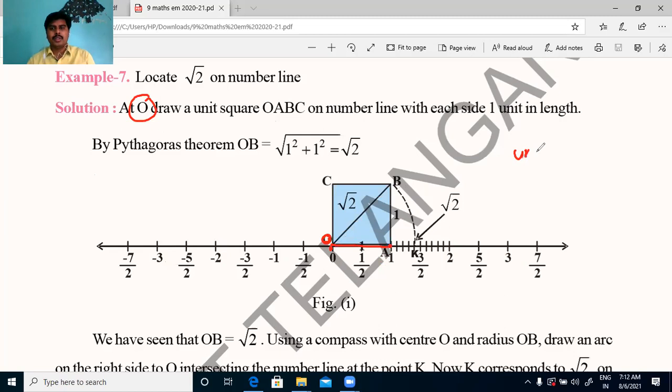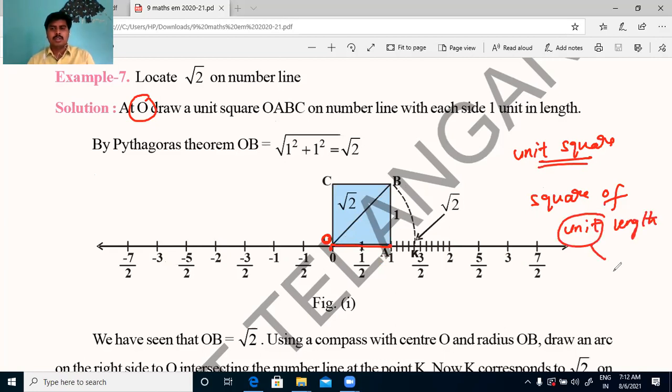What is meant by unit square? Square of unit length. Unit means nothing but 1. Okay, this is called 1 unit, right? This is 1 unit, and this is 1 unit, and this is 1 unit. The distance between all the numbers is 1 unit, right? Here between 0, 1, 2, this is called one interval. This interval is fixed on the number line.